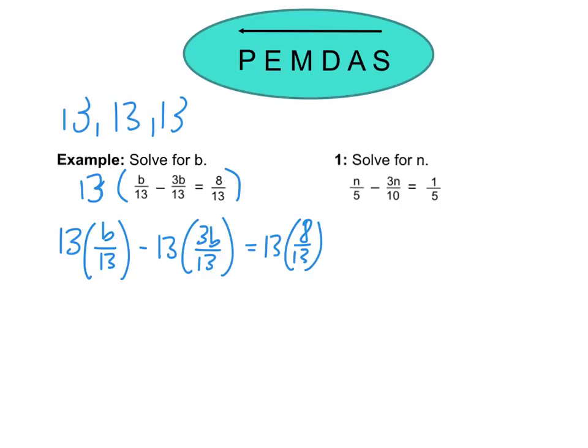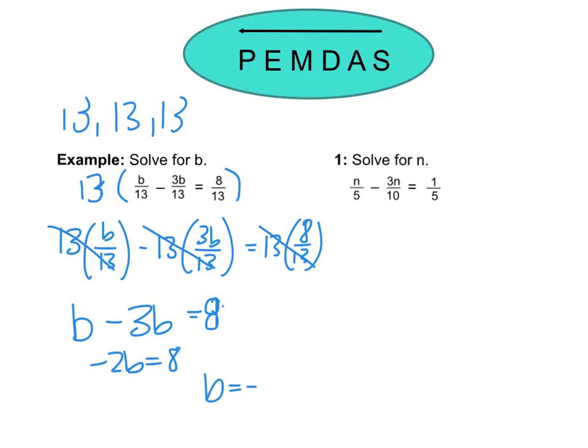The nice thing about doing this is notice all of my denominators are going to cancel with that 13. And they cancel completely in this case, which is really nice. And so I'm left with simply b minus 3b equals 8. And that's a lot easier to solve than that first problem you were shown. So I'm going to combine my like terms. -2b equals 8. Divide by -2. I get b equals -4 for my final answer.